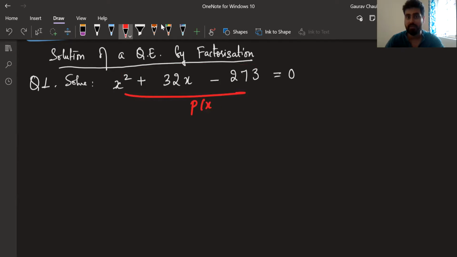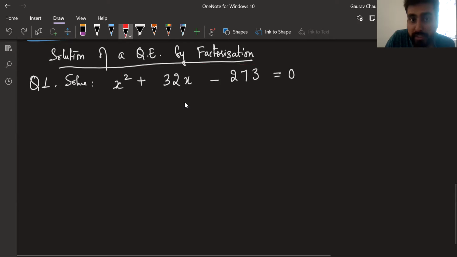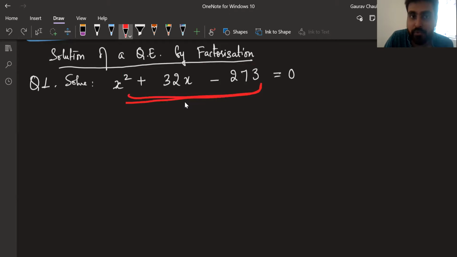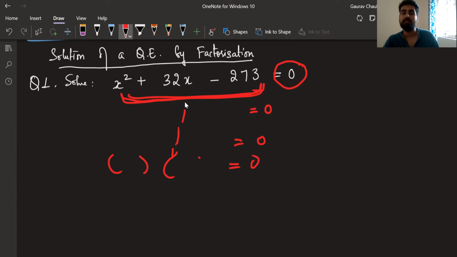Now, to solve this equation, the step is I am going to factorize the polynomial part. Okay, this part I'm going to factorize. You forget about this equal to 0. Just keep writing it in every step, don't worry about it till the last step. So we're going to keep writing equal to 0, but the left side we are going to factorize, so that we get something into something is equal to 0. Like that we should get some expression into some expression equal to 0.